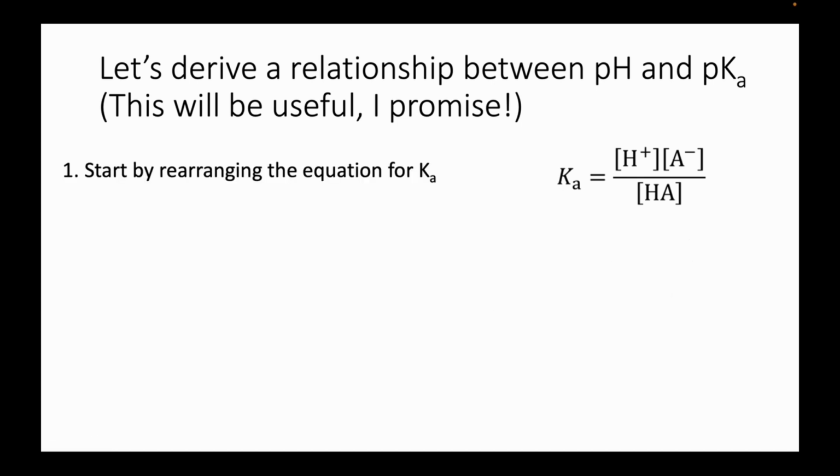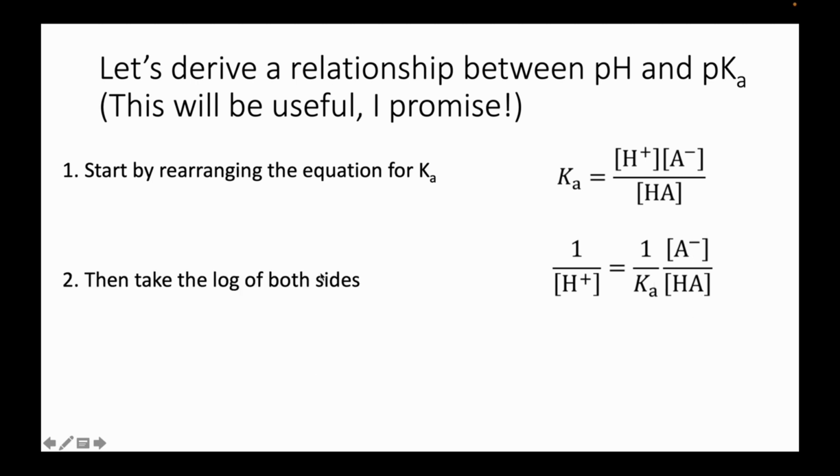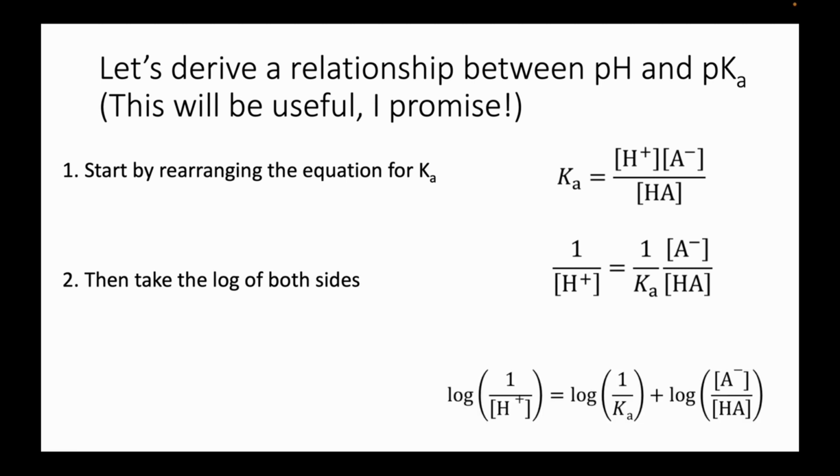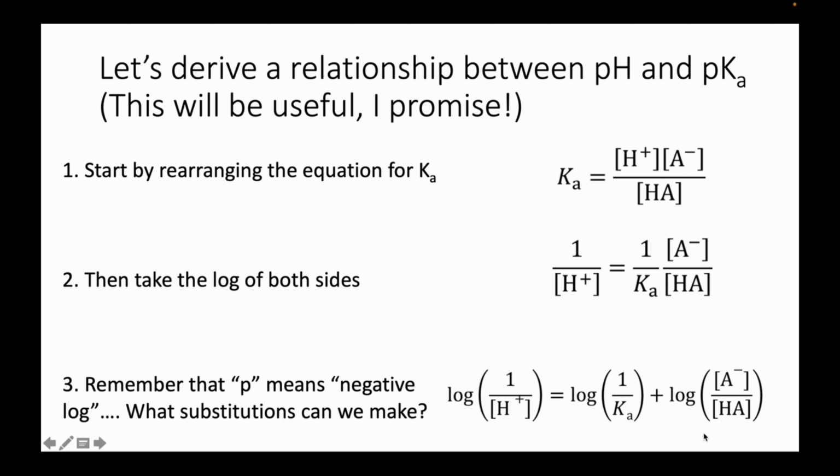We're going to start by rearranging this equation. Just doing some simple algebra, we can rearrange it to get 1 over H+ on one side, 1 over Ka times the concentration of base over the concentration of acid on the other. Now we're going to take the log of both sides. Why? Just trust me. Mathematically, this looks like this: log of 1 over H+ is equal to log of 1 over Ka plus the log of A minus over HA. Remember that small p, like in pH, means the negative log. So thinking about that, what substitutions can we make?